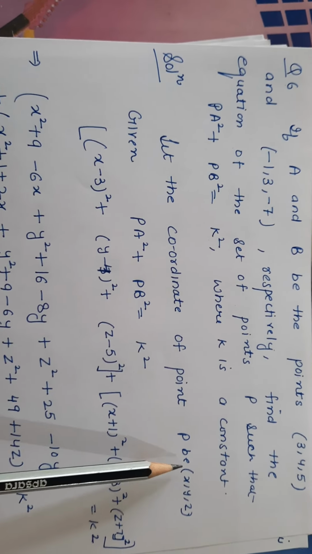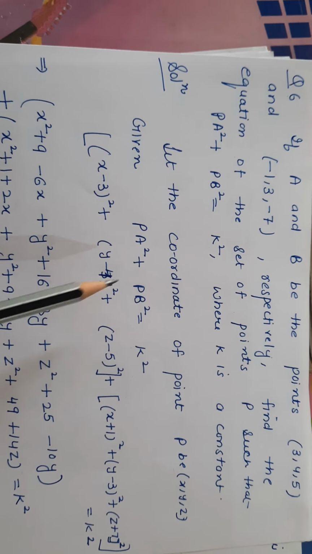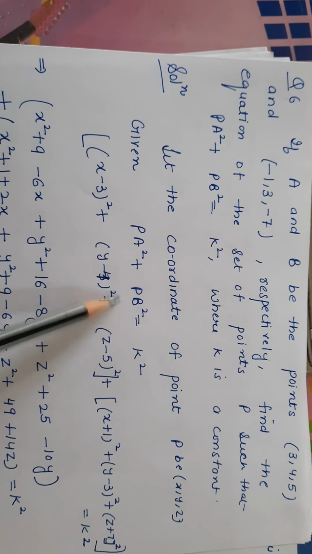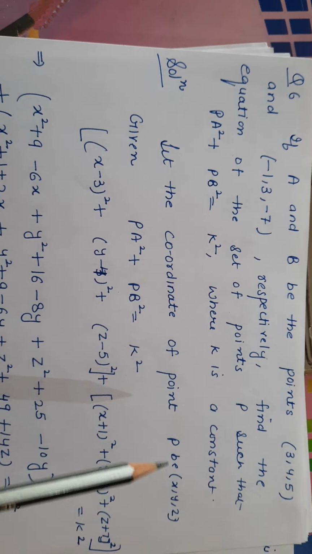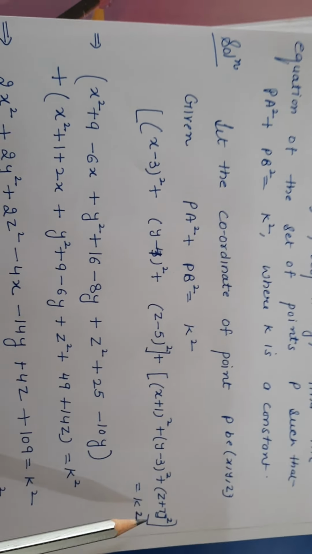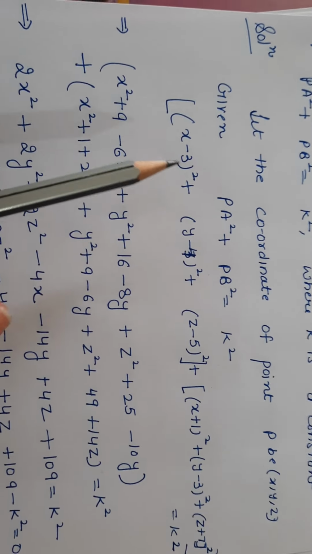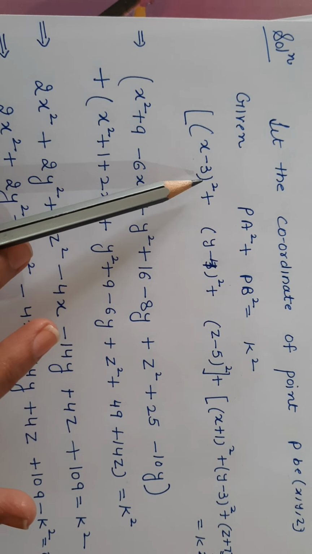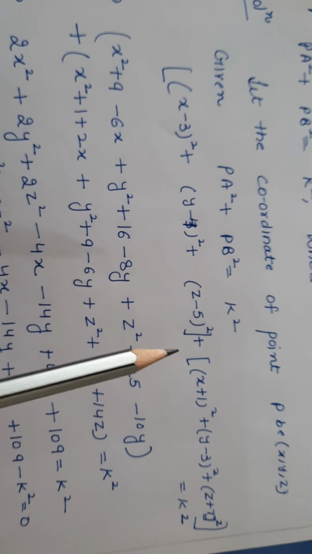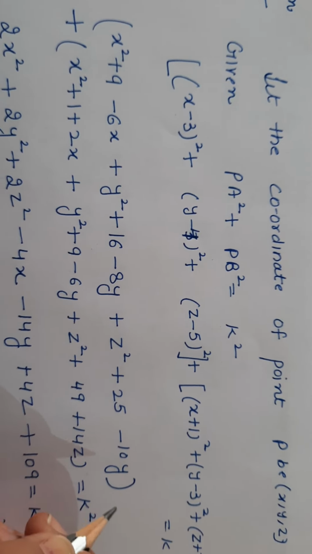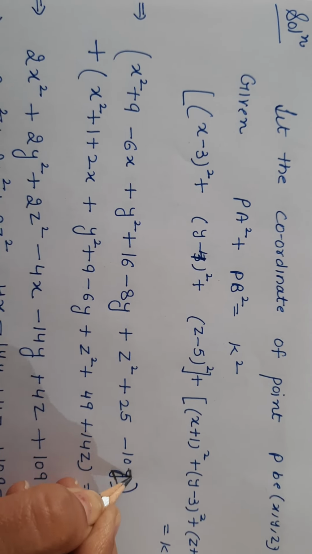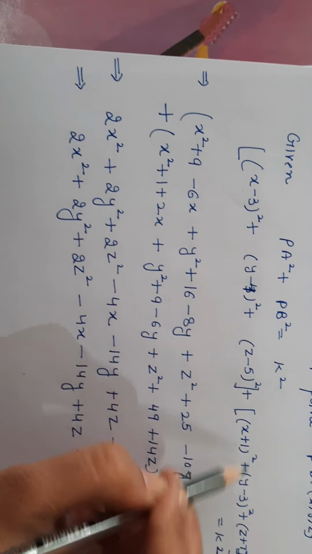So find PA square: (x minus 3) whole square. The root will be eliminated because you have square here. Plus (y minus 4) whole square plus (z minus 5) whole square. Here, (x plus 1) whole square plus (y minus 3) whole square plus (z plus 7) whole square is k square. Expand the squares. x square plus 9 minus 6x, here y square plus 16 minus 8y plus z square plus 25 minus 10z.